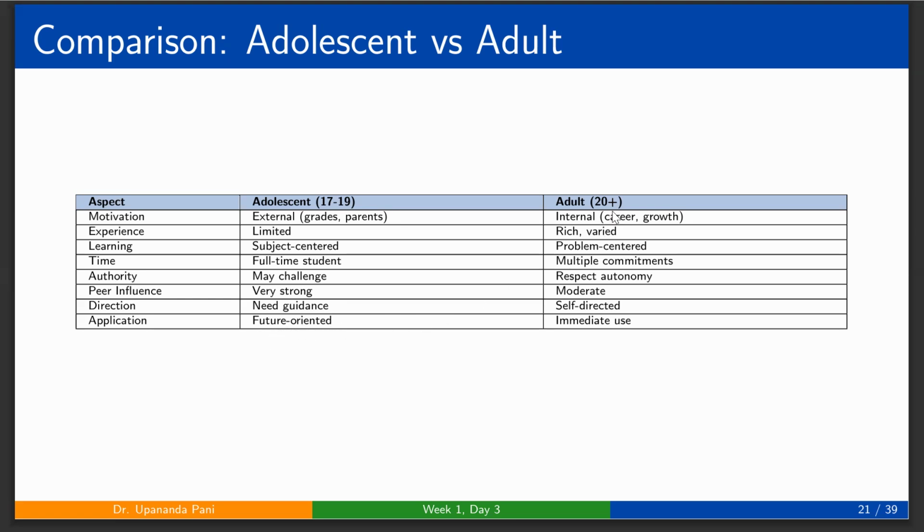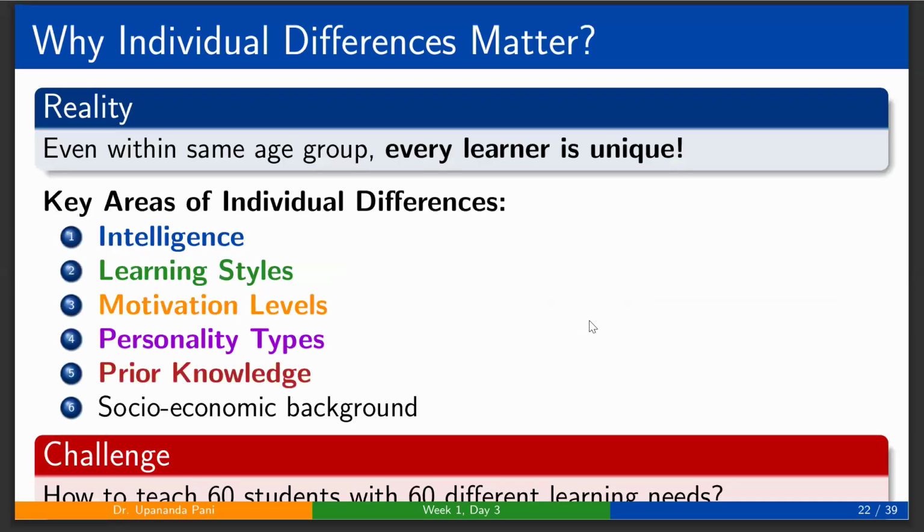In the case of adult learners, they are guided by internal motivation, and experience is very rich. They are problem-centered. They have multiple commitments. They respect autonomy, and peer influence is moderate. Direction is self-directed. Application is immediate use.